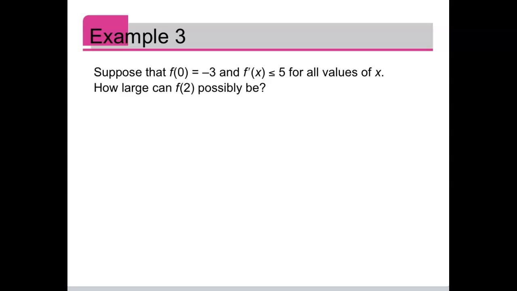All right, so here's another example. Suppose f of 0 equals -3 and f prime of x is less than or equal to 5 for all values of x. How large can f of 2 possibly be? And then one other assumption that we have to make. Assume f is differentiable.